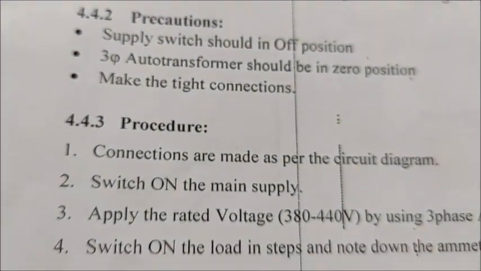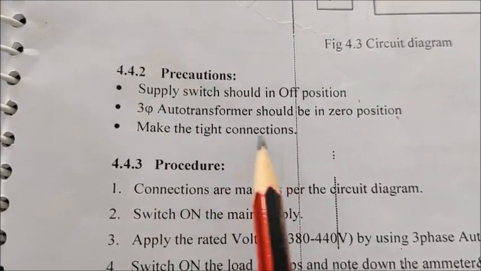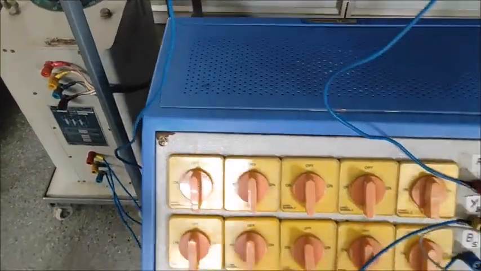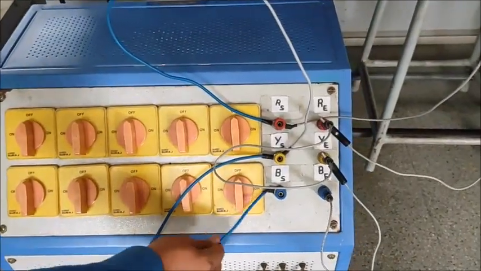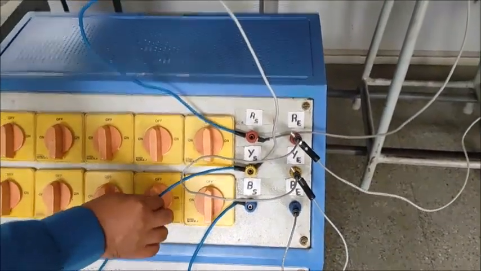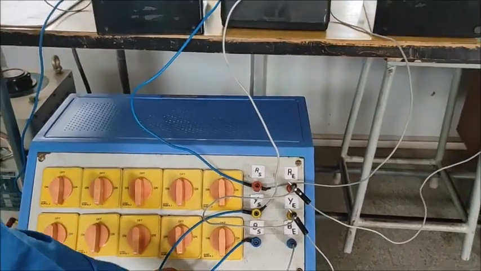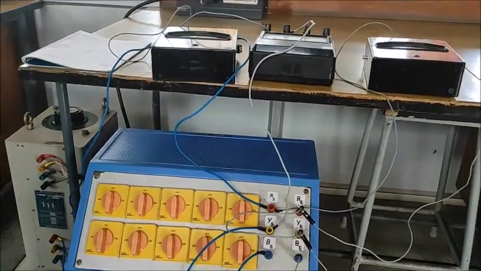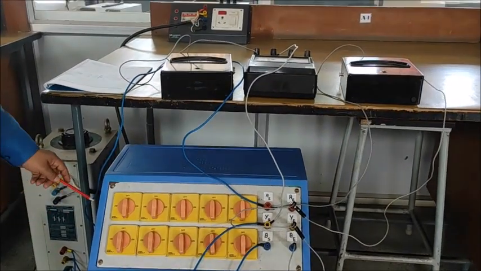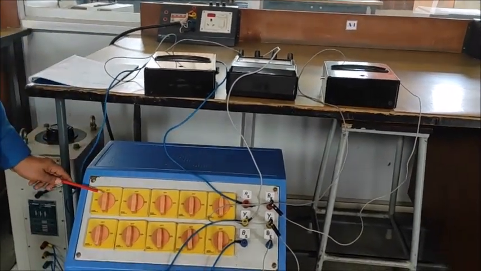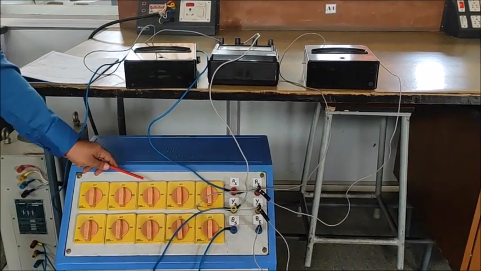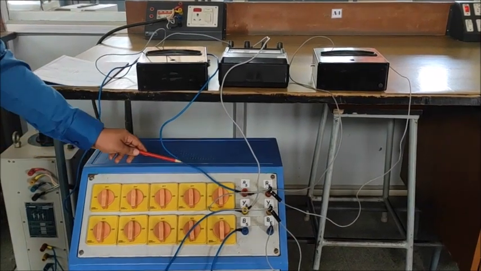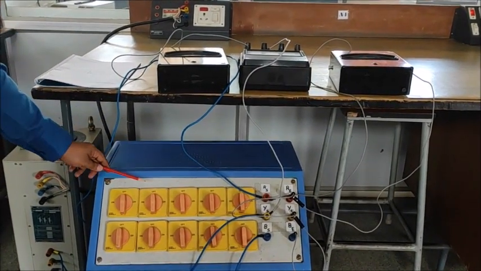The third precaution is to make tight connections. Whenever you make any connection, you have to ensure that it is tight, meaning the connection should not come out. It should be done firmly. You also have to ensure that initially all the switches in the resistive load are in off condition. These are the precautions we have to consider before we energize the circuit.